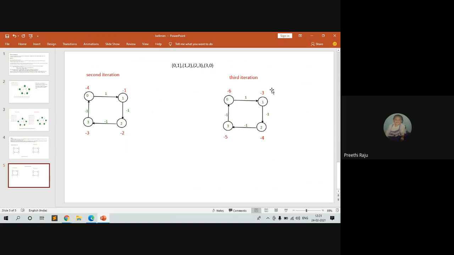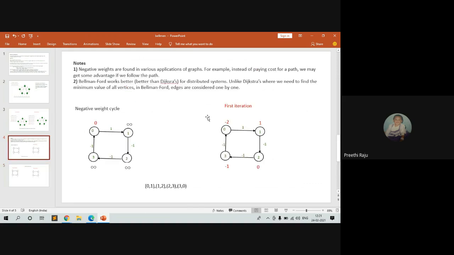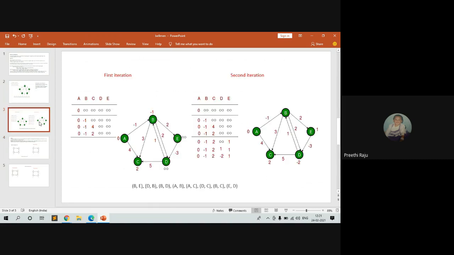See, even though I told you that after the third iteration there should not be any changes in the graph, if we start from 0 to 1, you can see the changes. Minus 6 plus 1, which is minus 5, which is better than minus 3. So we have to change this minus 3 to minus 5, because the iterations will go on and it will be incomplete. So we will not be able to complete this graph. So when there is a negative weight cycle, this algorithm is not possible.